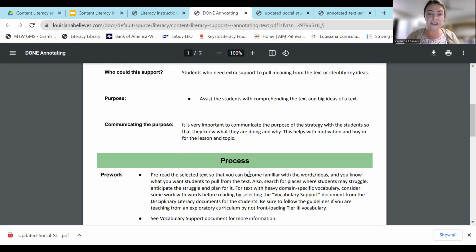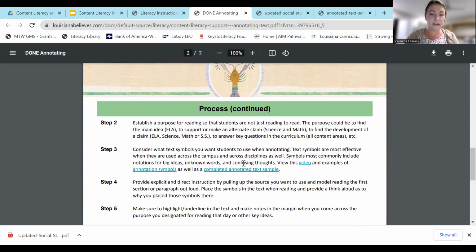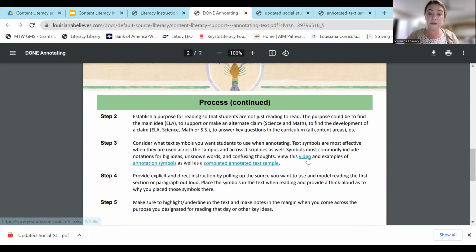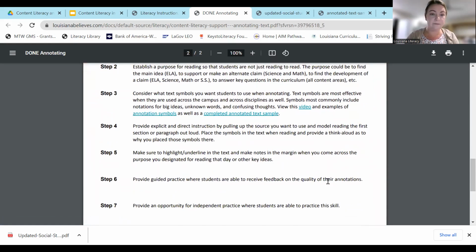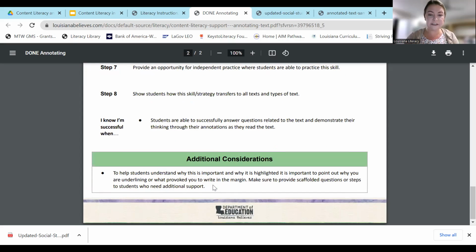After that top information, there's always a very detailed process for what you can do or say as the teacher, the steps that you need to go through, step 1, 2, 3, 4. It also has a video of a teacher using the annotation symbols. There's the annotation symbols document there that I just showed you, and the completed annotated text sample that I showed you as well. All your steps. I know I'm successful when. So if you're doing the annotation strategy correctly, you should see these things happening with your students. And then always additional considerations.